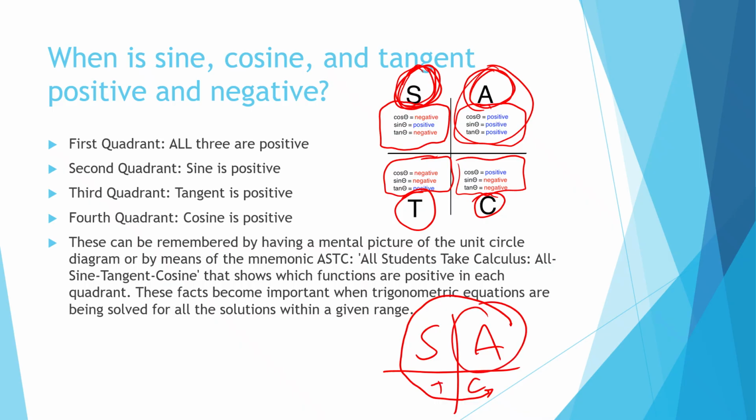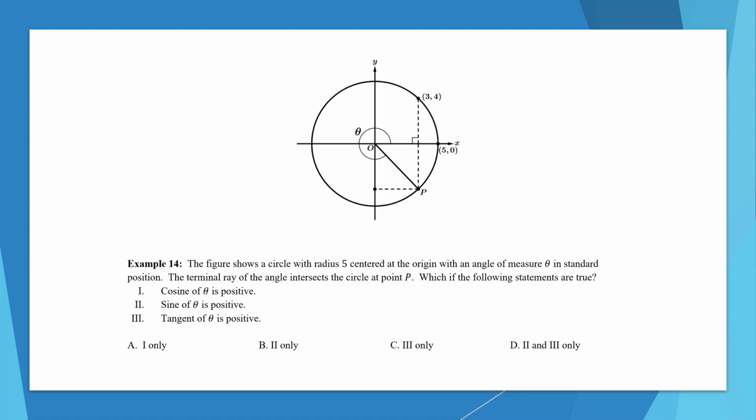And so in the first quadrant, all trig functions are positive. Only sine, only tangent, only cosine. And that's like a mnemonic device that a lot of students use to memorize where sine, cosine, and tangent are positive or negative. And so let's try example 14.